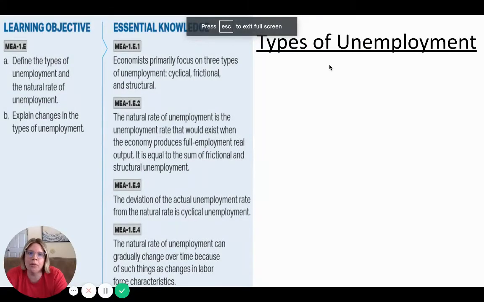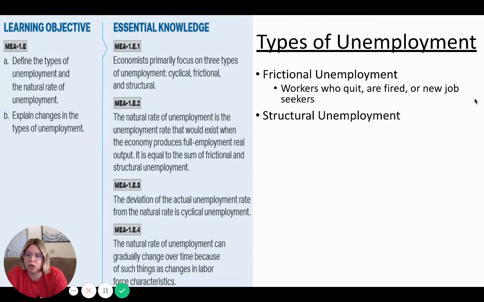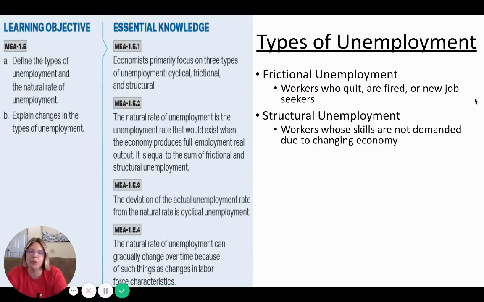Okay, types of unemployment. So there are 3 types of unemployment. We need to know all 3. So let's review those right now. There's frictional unemployment. That, remember, is basically moving around. They're workers who quit or they're fired or new job seekers. Structural unemployment, that's basically people whose skills are no longer in demand due to a changing economy.